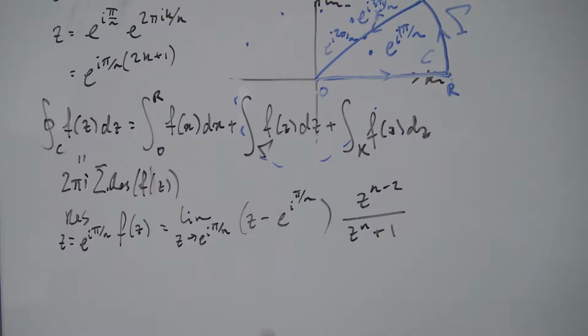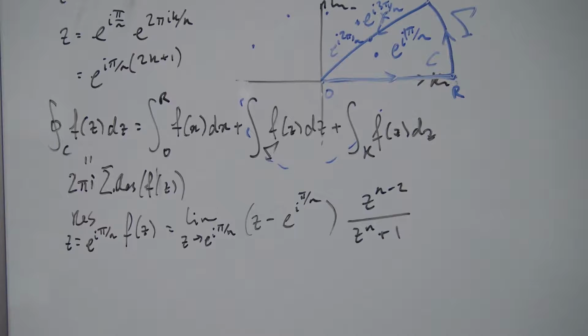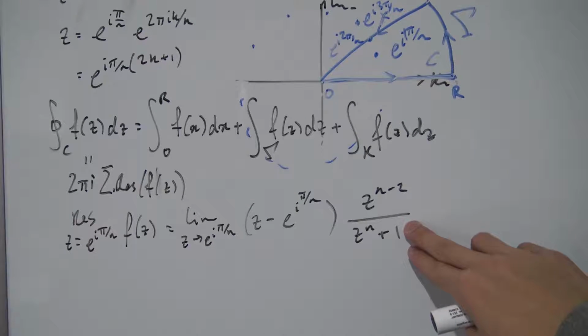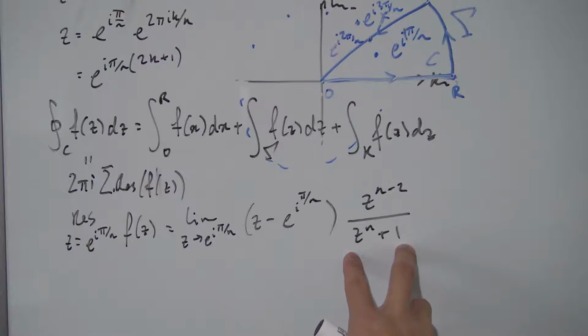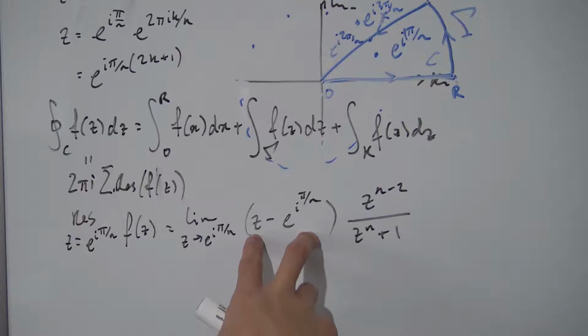And notice one thing. e to the i pi over n, remember that was the solution to the equation z to the n plus 1 up here. And if we plug this into this denominator right here, this whole denominator is going to go to 0. And similarly, if you plug e to the i pi over n into this top part right here, that's also going to go to 0. So we have to manipulate this a little bit, maybe use a little bit of L'Hopital's rule. So let's clean things up a little bit here before we start doing that.